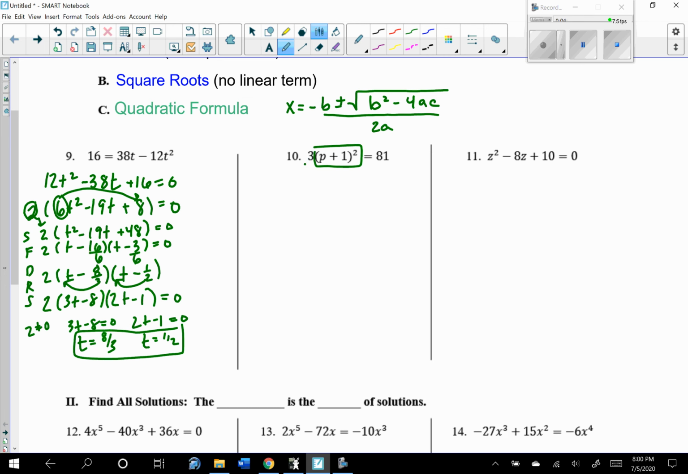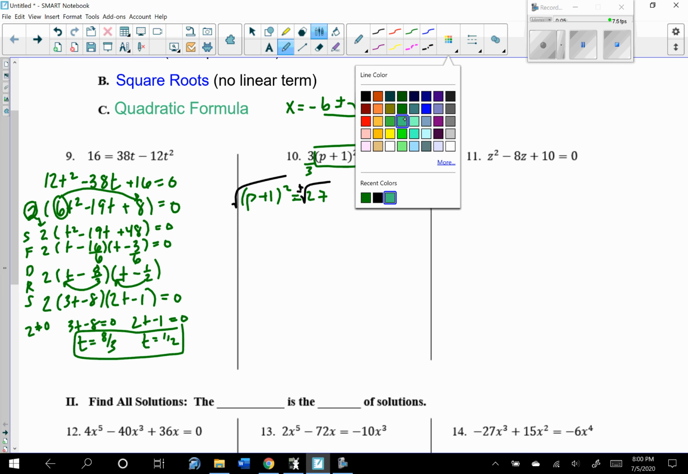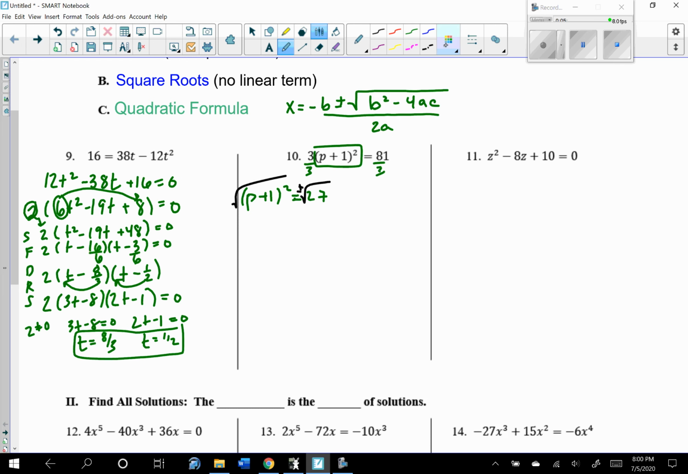We don't have anything added or subtracted on the outside, so we're going to just divide by 3. So when I do that, I get p plus 1 quantity squared is equal to 27. Now I can get rid of that exponent by taking the square root of both sides. Remember, when you take the square root, don't forget that plus or minus that goes in front. So then I get p plus 1 is equal to plus or minus the square root of 27, which we can reduce.